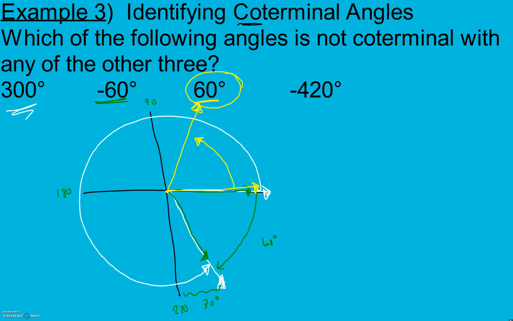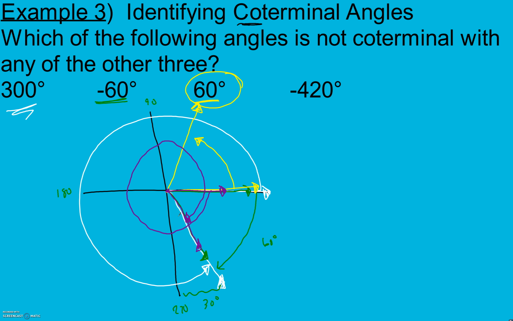Let's check negative 420. So I go 90, 180, 270, 360. Oh, just kidding. It's negative. So I go 90, 180, 270, 360, and then I have to go another 60. And I end up at the same spot. They're coterminal, is what that's called.